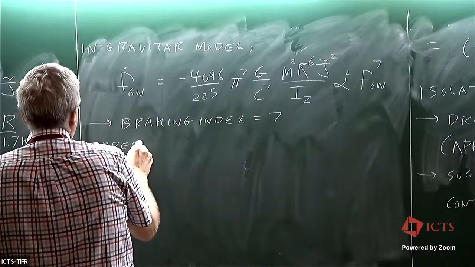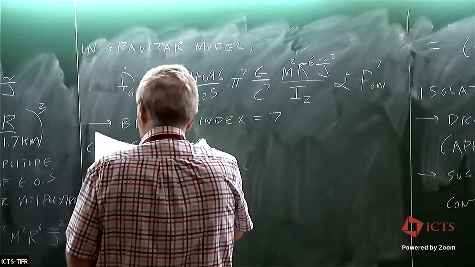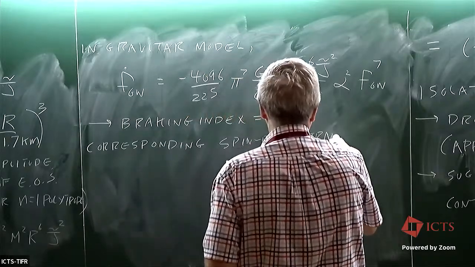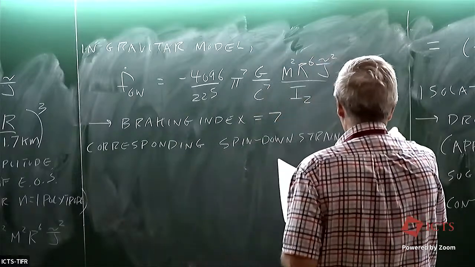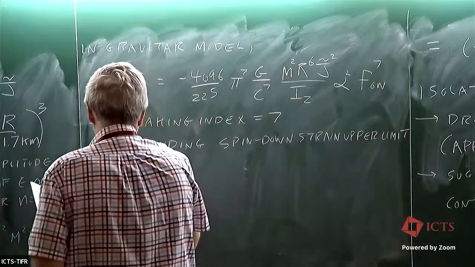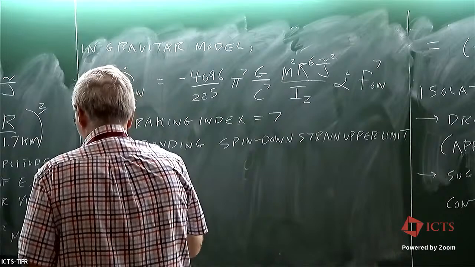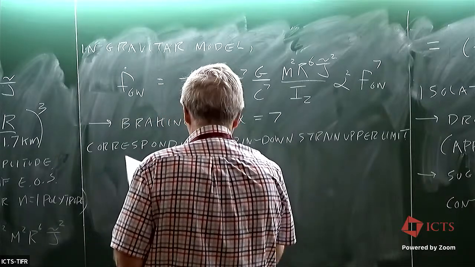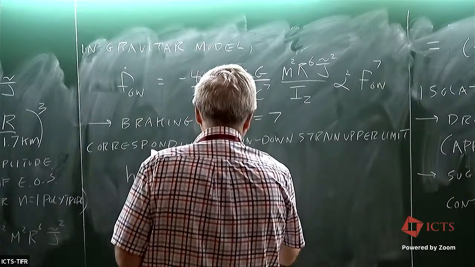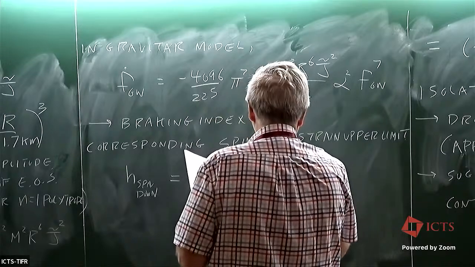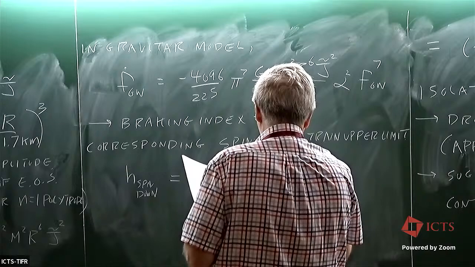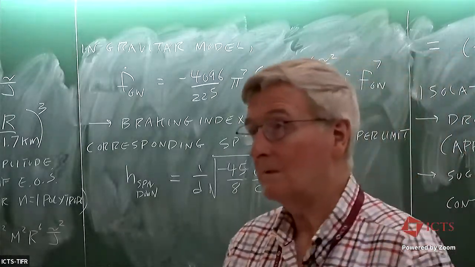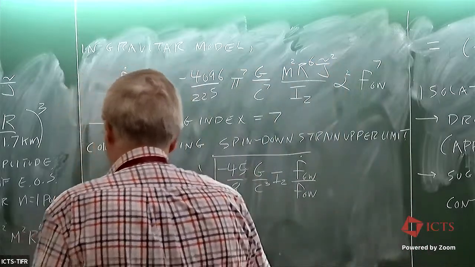And we can also do the same sort of calculation we did earlier for the corresponding spin down upper limit, again using the gravitar assumption. And what we find is that h spin down can be written as 1 over D, square root of minus 45 over 8, G over c cubed, I_z, and then f_GW dot over f_GW. So it looks very similar to what you saw earlier for the corresponding spin down limit for mass quadrupole radiation. It's just a slightly different numerical factor inside of that radical.